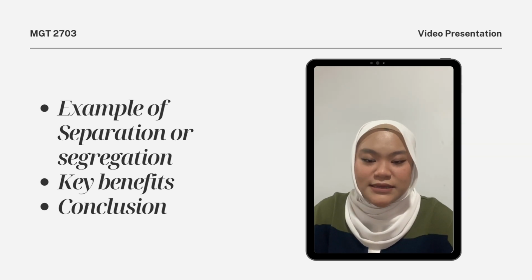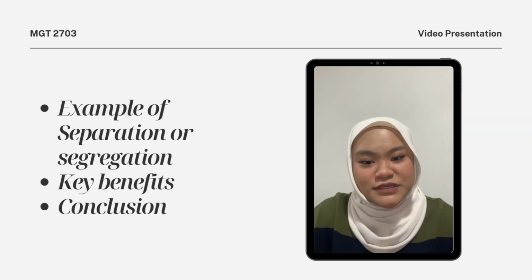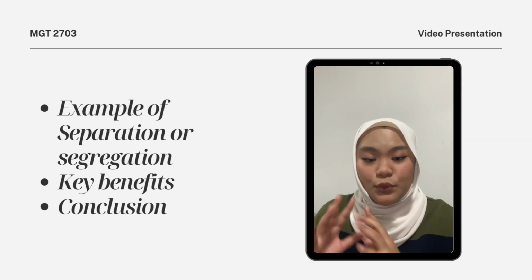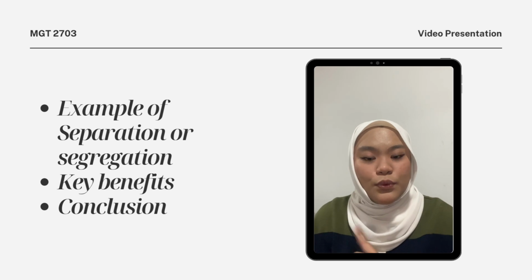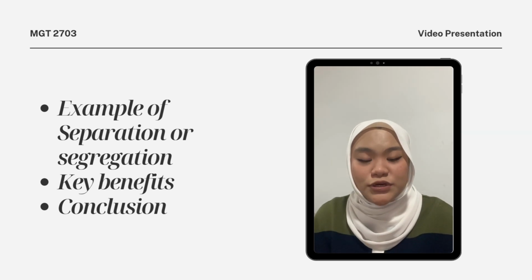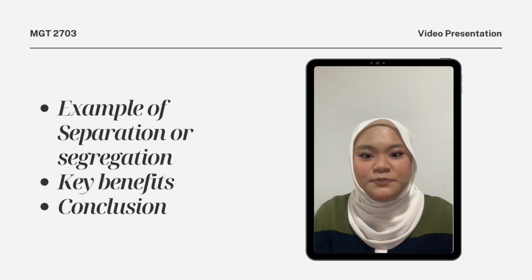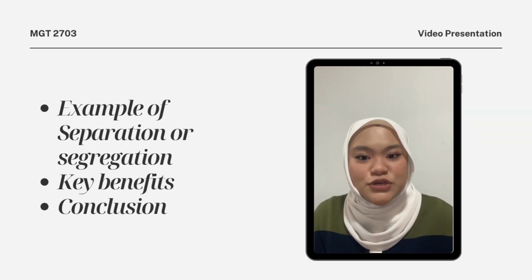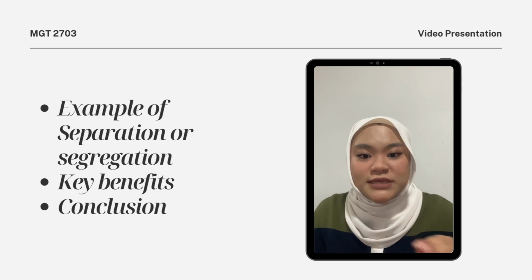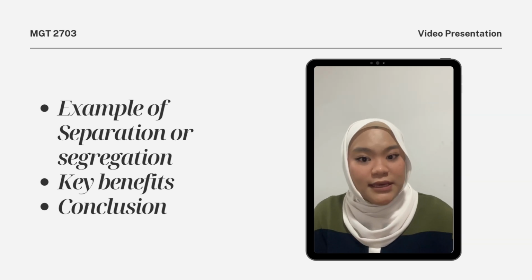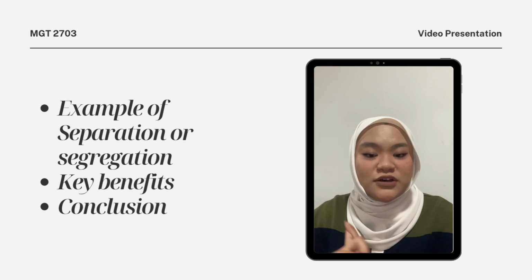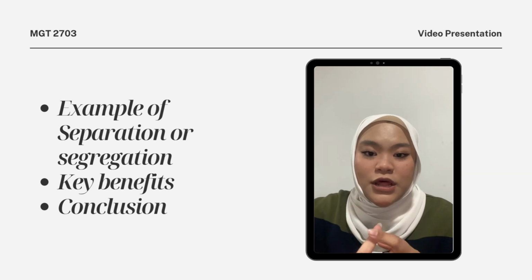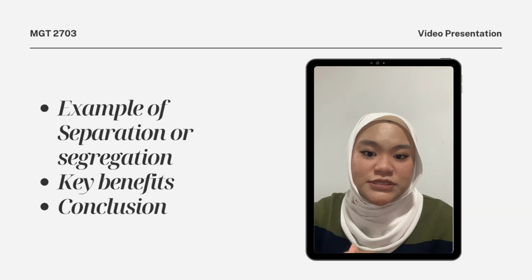I'll give you a simple example. For instance, a company has 2 warehouses instead of 1. If a fire or flood damages one of the warehouses, the other warehouse can still store and ship the product, right? Which means the business can still operate but with minimal disruption. So the key benefit of separation or segregation is that it reduces the chances of total failure. It also helps keep services running in an emergency.